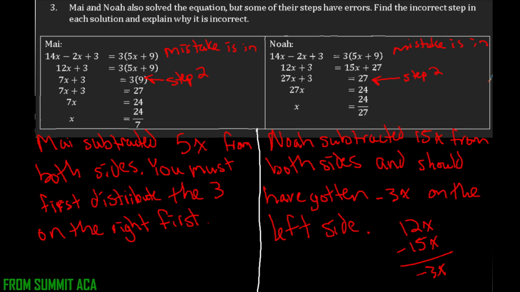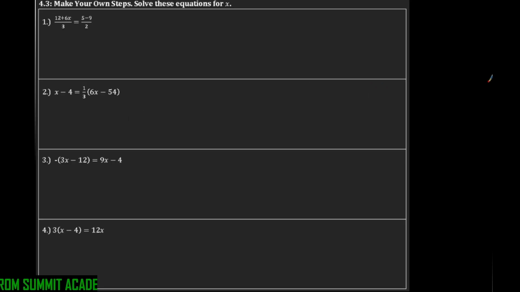When you're trying to find the mistake or find the error, you're trying to find what step or where the mistake was made. I didn't make the mistake in step 1. The result in step 2 is incorrect. So just make sure you're careful on that. All right. On the back, it says make your own step. It says solve these equations for x. So I'm going to do one of these, and then I'll show you the others.